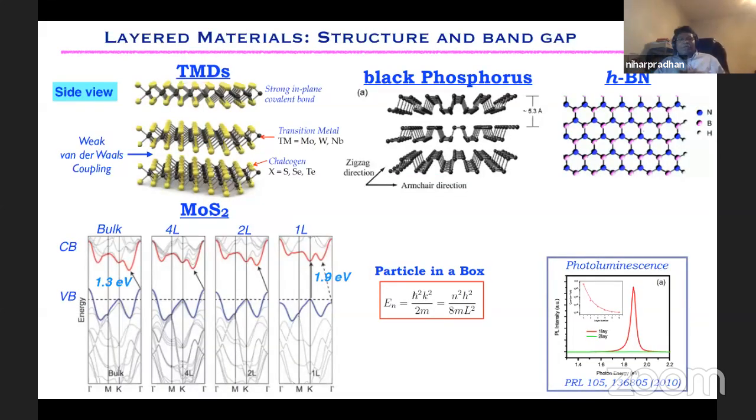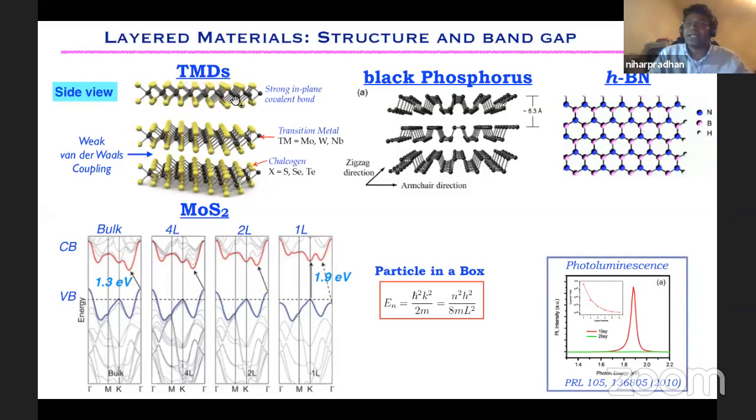So let me give you a little introduction about these layered materials, how they look, the structure, and how the band gaps of these materials are. Here you can see that transition metal dichalcogenides are one of the categories of these layered structure materials. We call them TMDs. TMDs, or transition metal dichalcogenides, are 3 atomic layers. We call this a single atomic layer, or 1 layer material. The middle one is the transition metal, sandwiched between 2 layers of chalcogen atoms. So they have very strong in-plane covalent bonds.